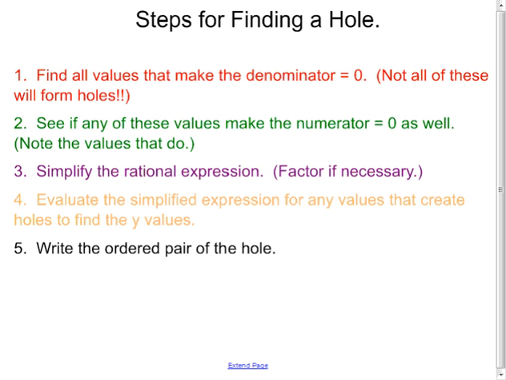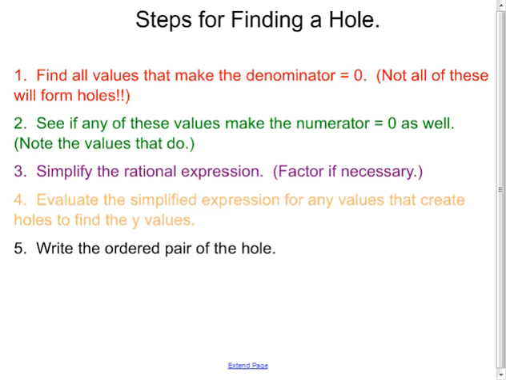Now, this is a very analytical idea, so I'm trying to give you some very mechanical steps. Don't get bogged down in the mechanics. Again, you want to have that sense of where the function's numerator and denominator are simultaneously 0. So, step 1, find all values that make the denominator equal to 0. Not all of these will form holes, though. Step 2, see if any of these values make the numerator equal to 0 as well. Note the values that do. These values will be the ones that create holes.